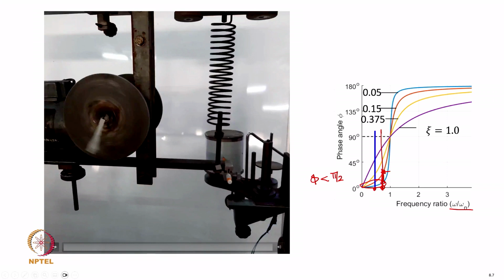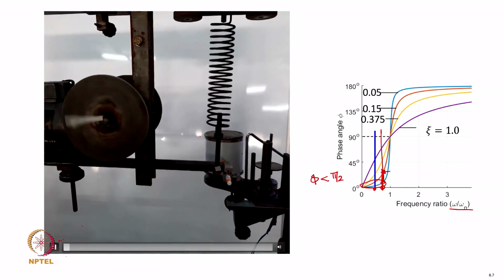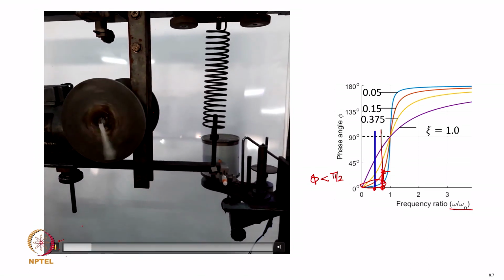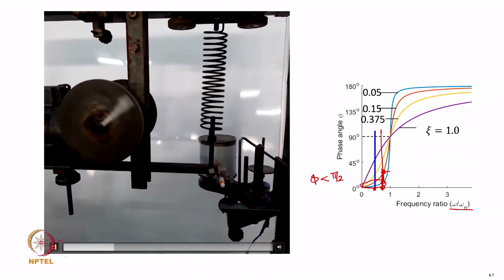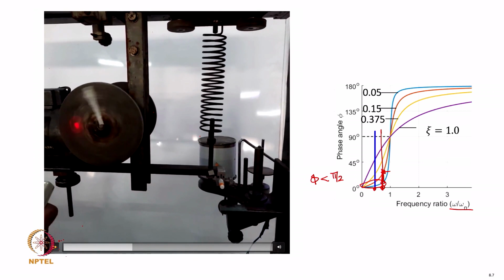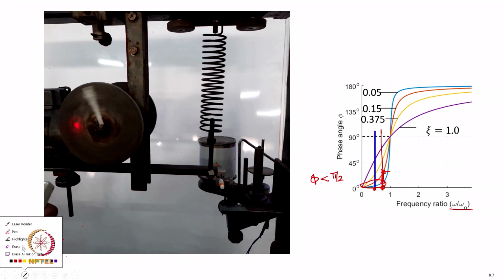So, let us look at that. This is below critical speed. So, you can see that we have pasted a small reflective tape here, which is shown over here.